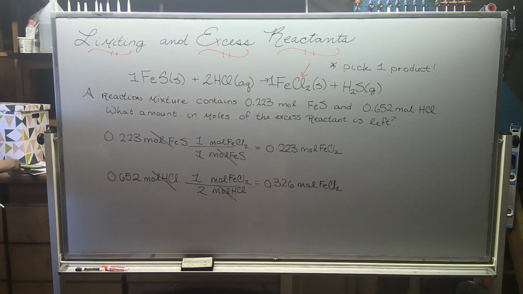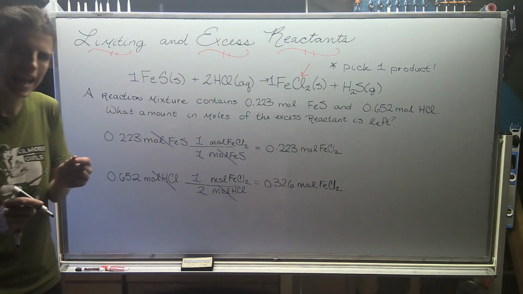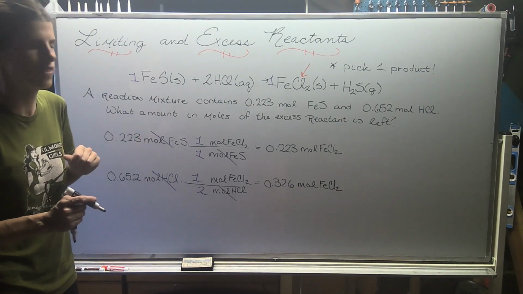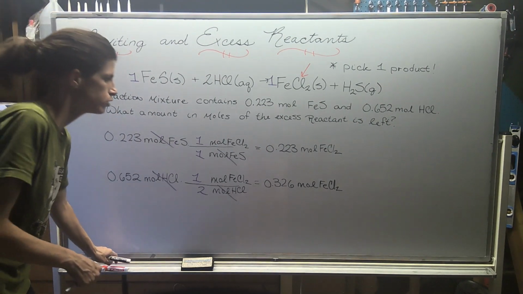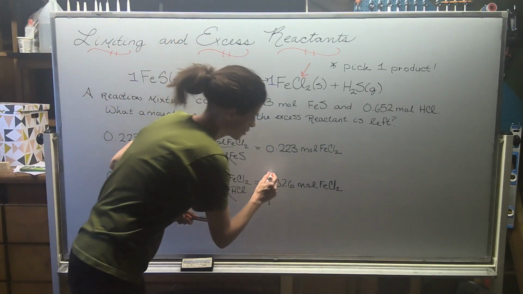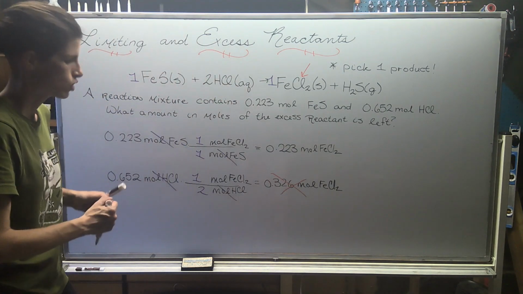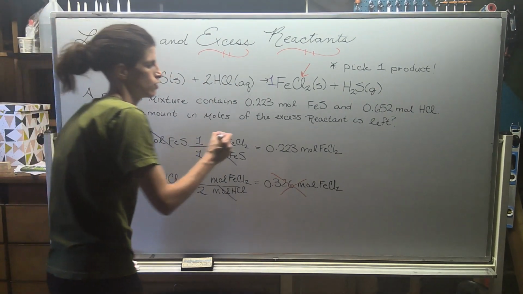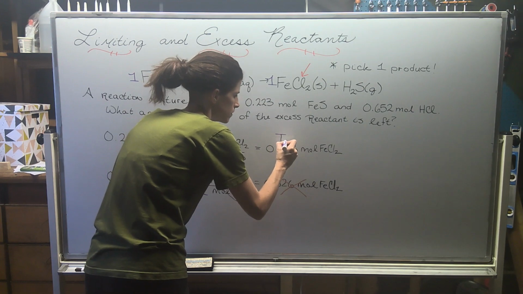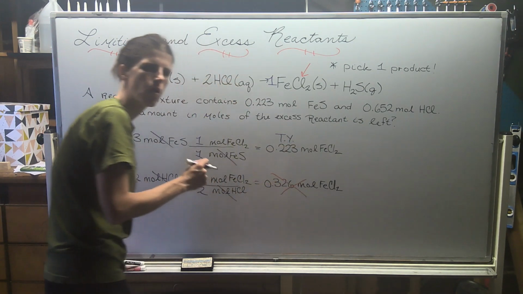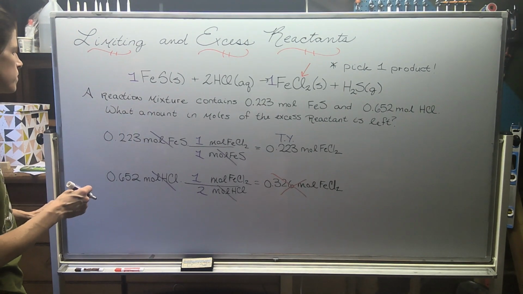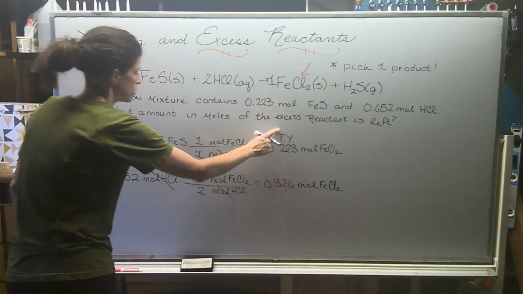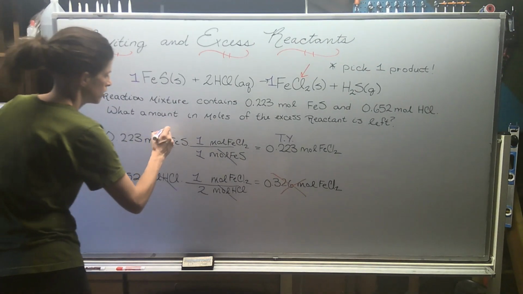Alright, so the same things that we just talked about still apply. We're only going to add on a little extra part at the end to answer the question about how much is left over. So the larger number, cross it out. The smaller number is known as your theoretical yield. That's how much iron chloride you could potentially produce given the quantities that you have on hand. The theoretical yield is always associated with your limiting reactant.